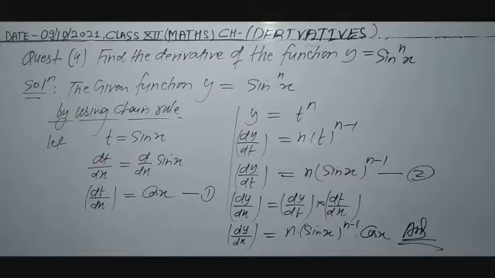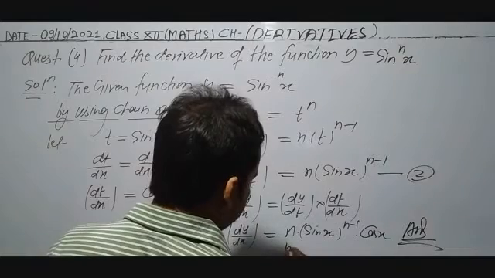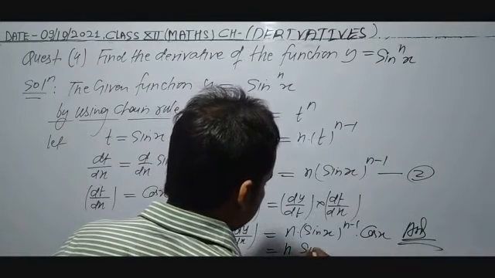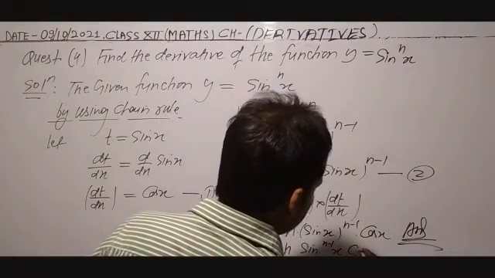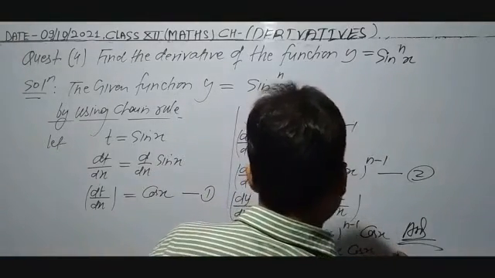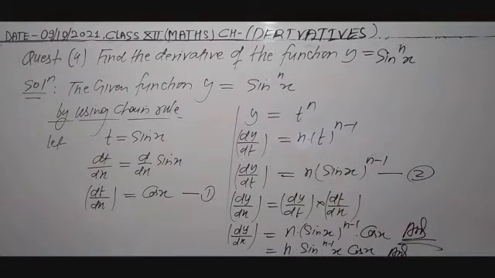Now question number 5 is totally completed, and this one we can also write as sine to the power n minus 1 x. This one we can also write as n times sine to the power n minus 1 x with cos of x. This is also the answer. Now question number 5 is completed.